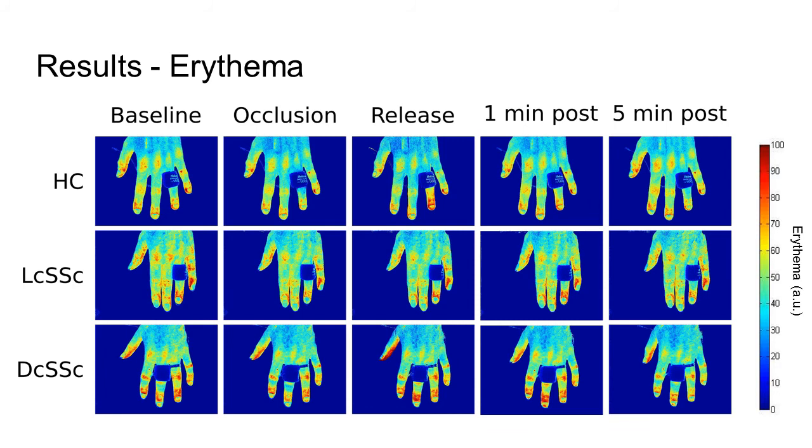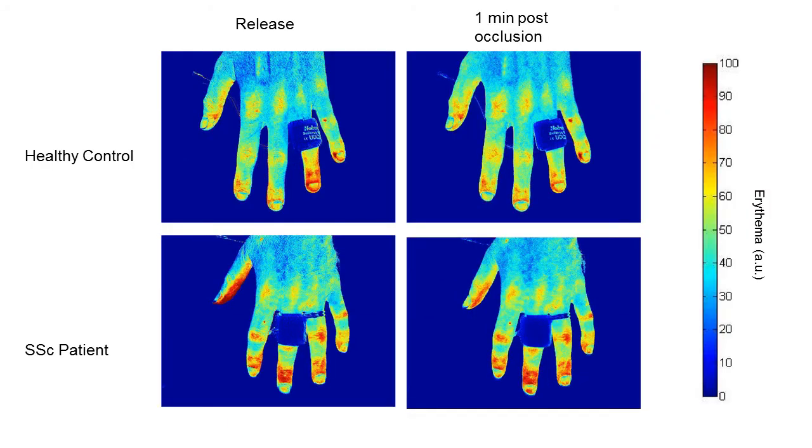So erythema is the other thing we wanted to look at. We wanted to look at erythema mainly as an indirect measure of perfusion, so we can correlate this to results that we already have. So we wouldn't expect any change during occlusion, but at the release of occlusion, we expect to see an increase in signal that goes with the reperfusion. And again, in your patients, this is the immediate release and 1 minute later.